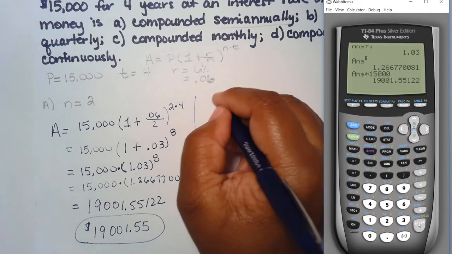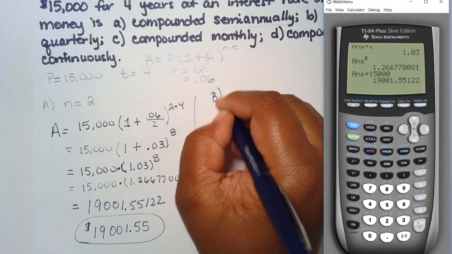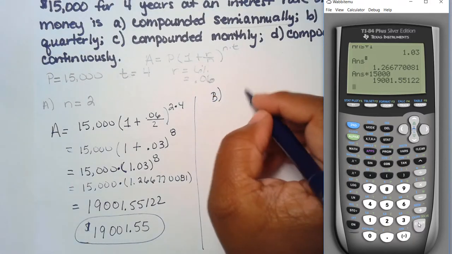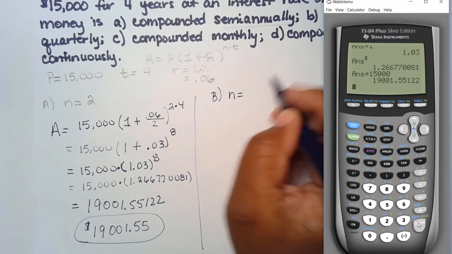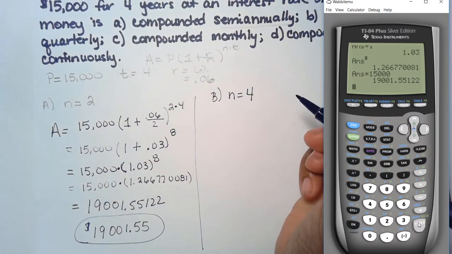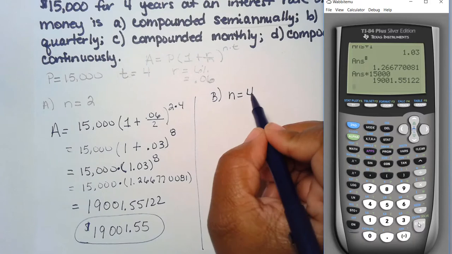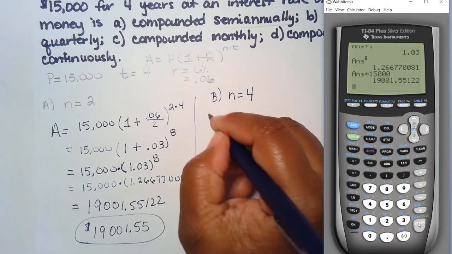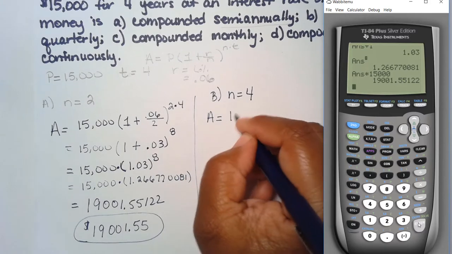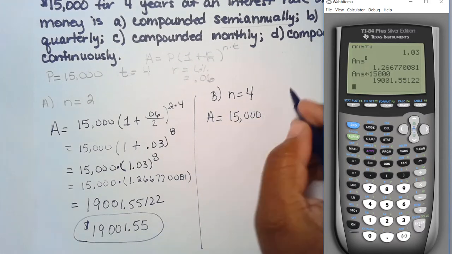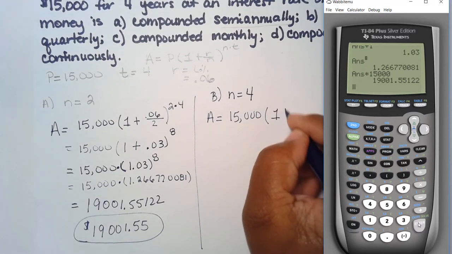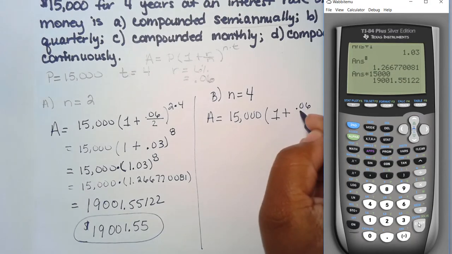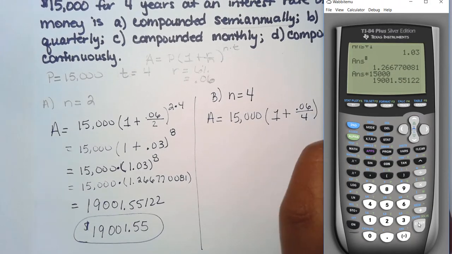Now, what if we compounded quarterly? We put money in 4 times a year. Everything else stays the same with the exception of N. So we have A is equal to 15,000 times 1 plus 0.06 divided by 4, all raised to the 4 times 4.